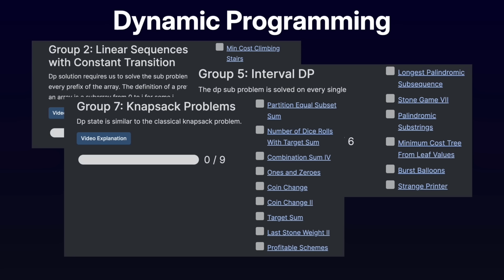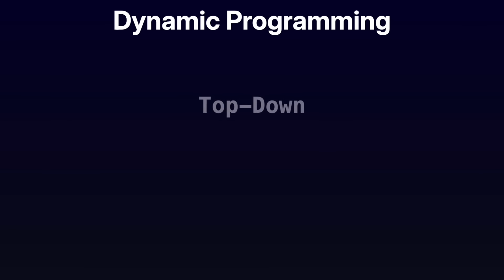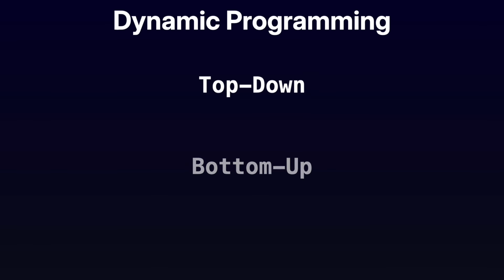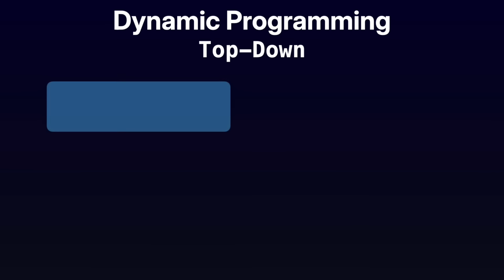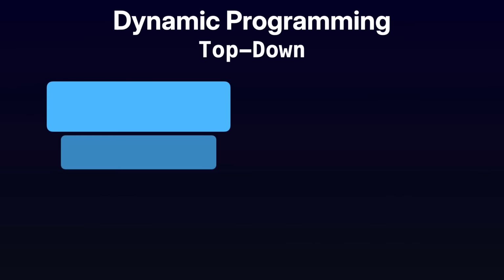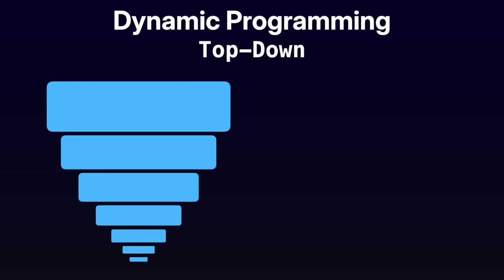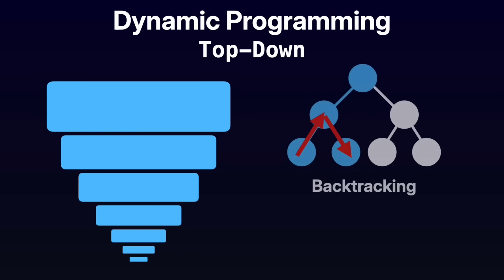There are 2 major ways to do DP: top-down and bottom-up. In a top-down approach, you start from the main problem and recursively solve its subproblems, storing the results of those subproblems to avoid solving the same subproblem multiple times. This may seem complicated, but you actually already know how to do most of this because top-down is basically just backtracking with the added step of memoization.